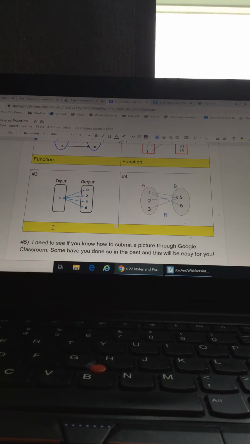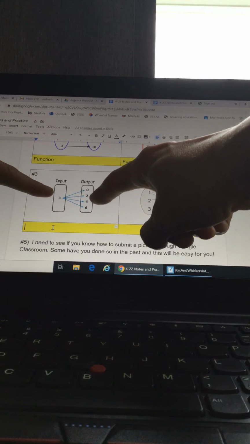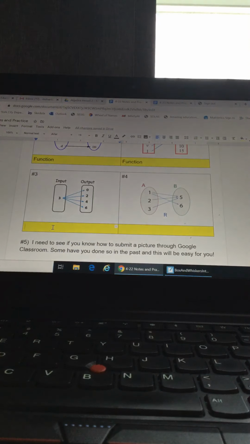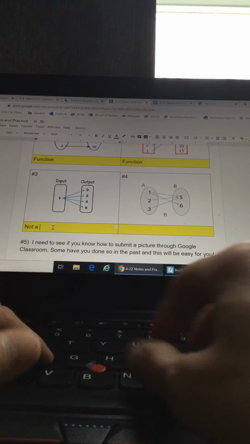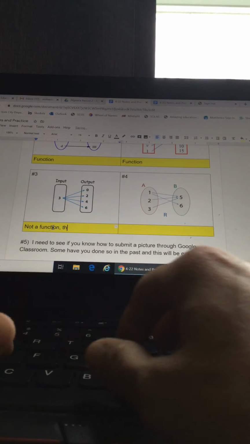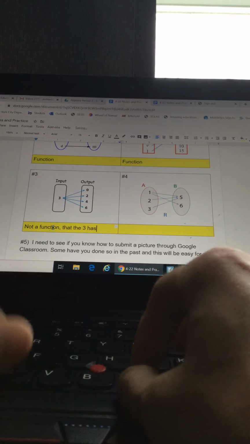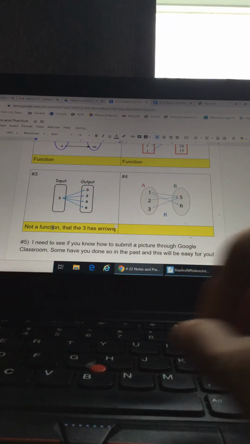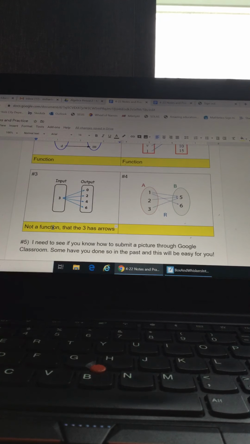3, however, is a little bit different. So looking at the input, it's just the number 3, and the number 3 has 1, 2, 3, 4 arrows going out of it. One's going to the 0, one's going to the 2, one's going to the 4, and one's going to the 6. So for this one, we would say not a function. And our directions tell us to say why. So in this case, I would say that the 3 has 4 arrows. And that would be a reasonable explanation as to why this is not a function.